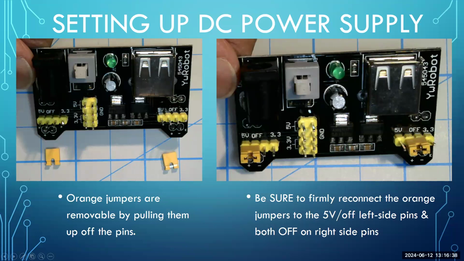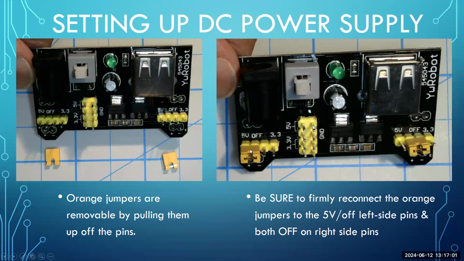This allows us to select between 5 volts or 3.3 volts on either side or switch it into the off position. Do nothing with these jumpers that are here. So what we're going to do is these are easily removable by hand, and we're going to place them into these pins shown in the illustration on the right.